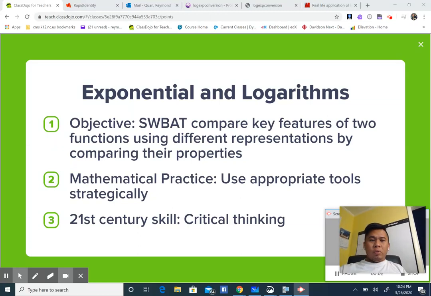Good afternoon. Today we're going to discuss the conversion from exponential to logarithmic functions and vice versa. We'll be comparing features of these two functions using various representations, using appropriate tools, and using critical thinking. Let's go first to our applications in here.